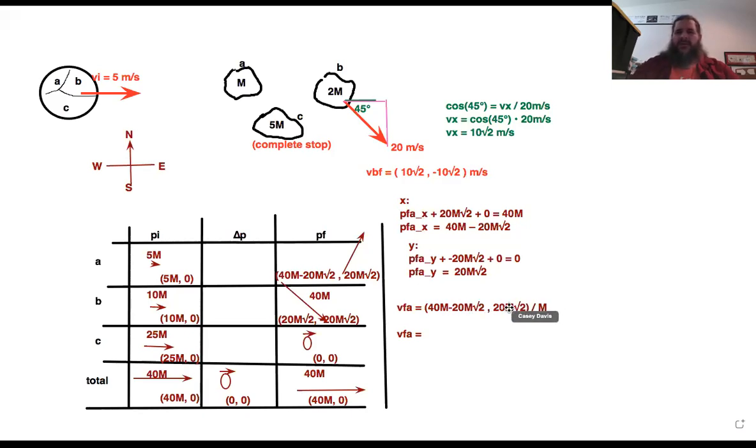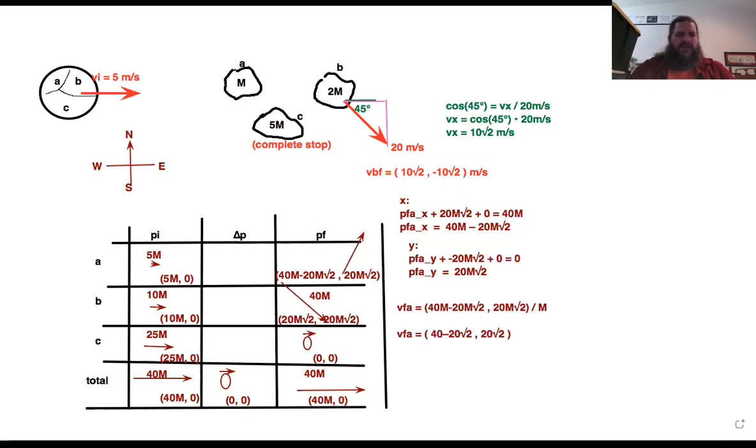Just the same as if we were multiplying by a scalar, because dividing by m is the same as multiplying by 1 over m. So it behaves the same way. We're just multiplying each component by 1 over m. So first component, the m on both of those terms cancels out. We get 40 minus 20 root 2. Second component, we divide by m, we get 20 root 2.